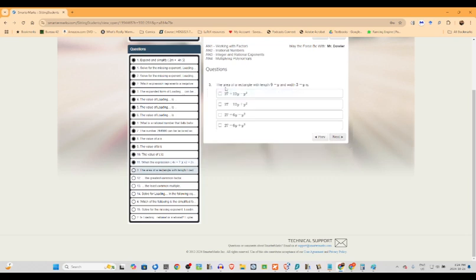All right. The area of a rectangle with length 9 minus y and width 3 minus y is. So again, we are multiplying polynomials. 9 times 3 is 27. Minus 3y minus 9y is a minus 12y. That's the only thing that matches. Yes, the minus y times minus y is a plus y squared. But when we got to the 27 minus 12, we could have said, this is it. That's the only one that hits that point.